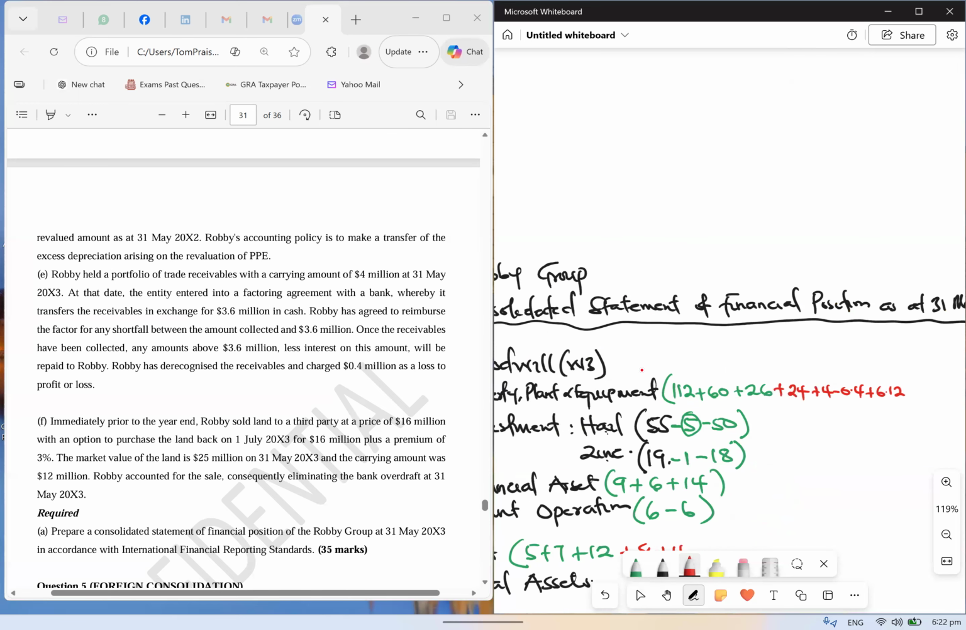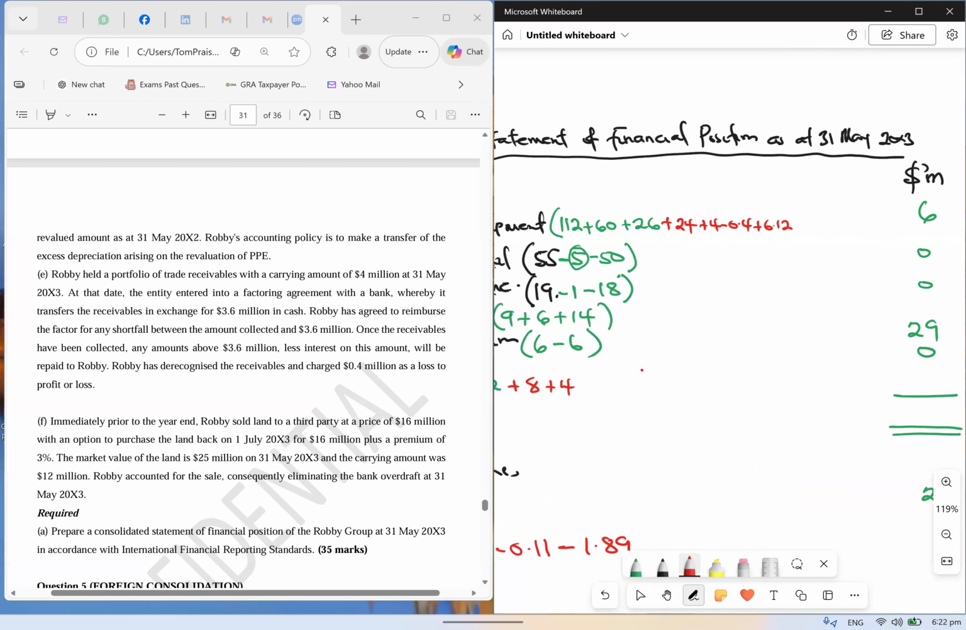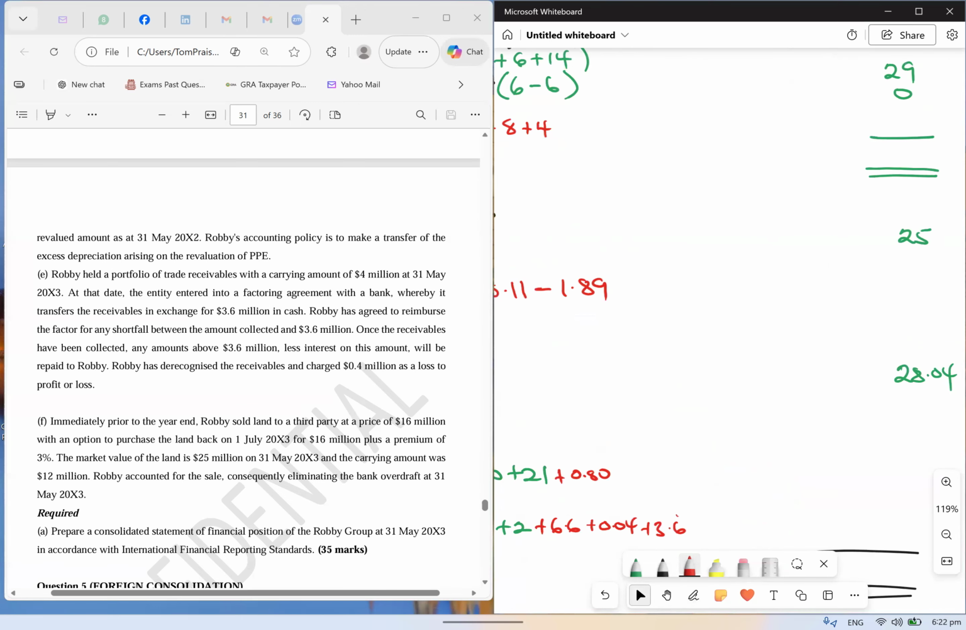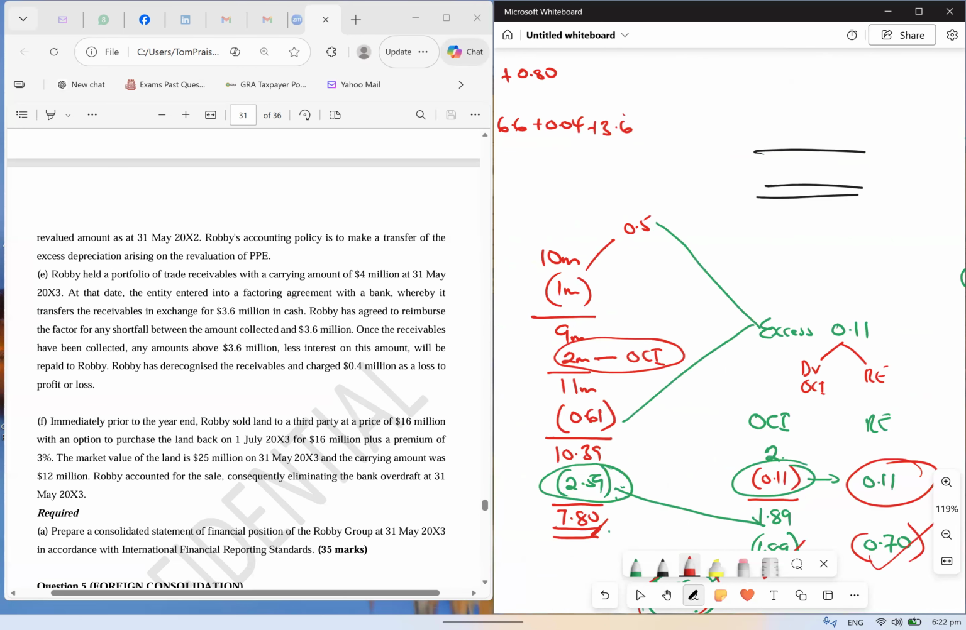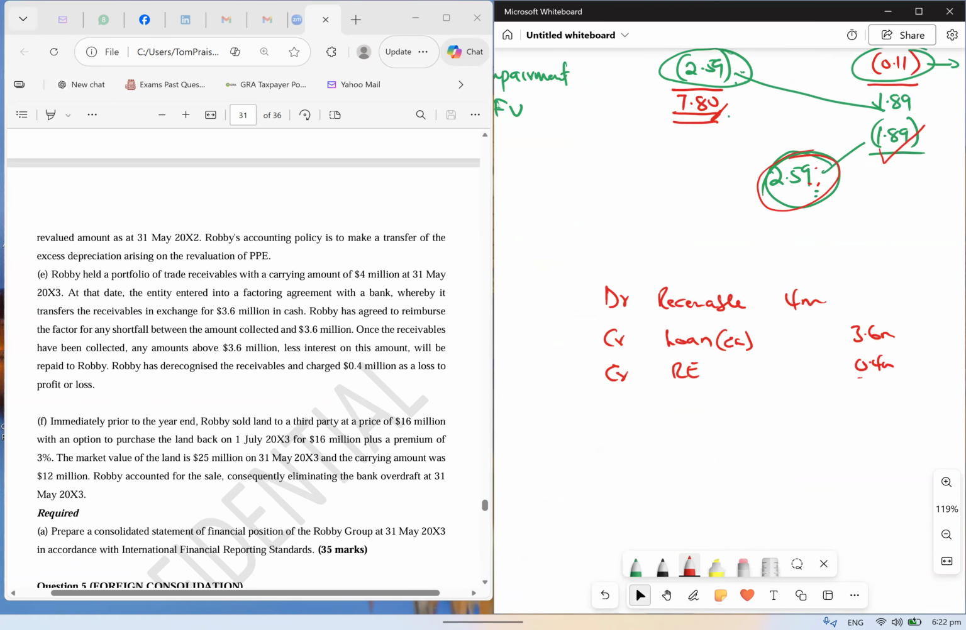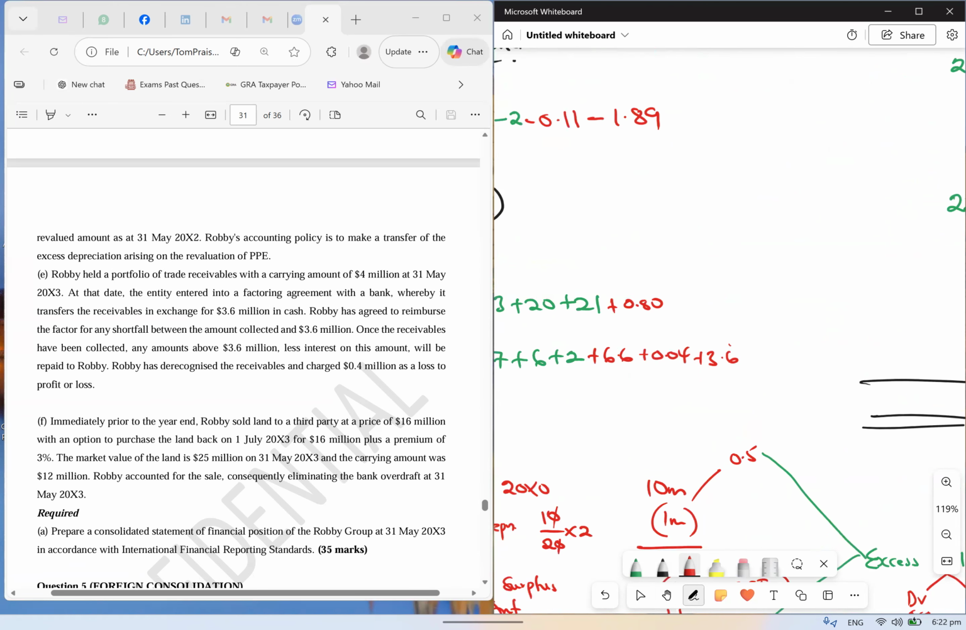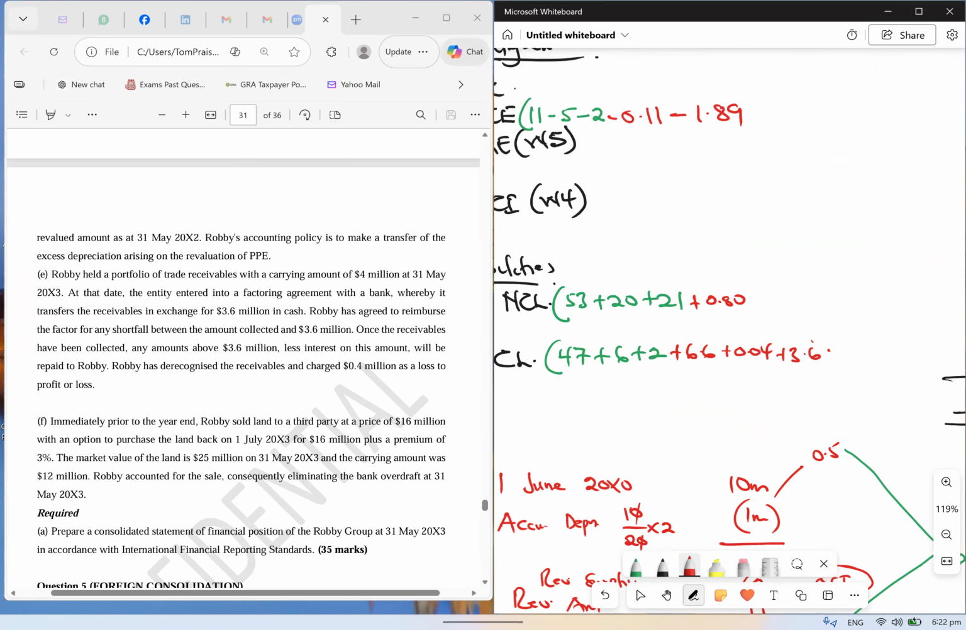So plus 12, minus 2.9, 2.59, sorry, 2.59. So that is that. So we will go to our NCL. We will also add 16, the 16, NCL, 16, or CL, 16.